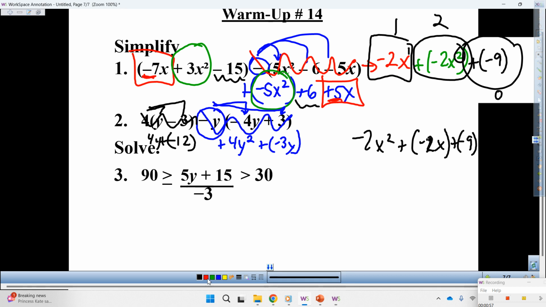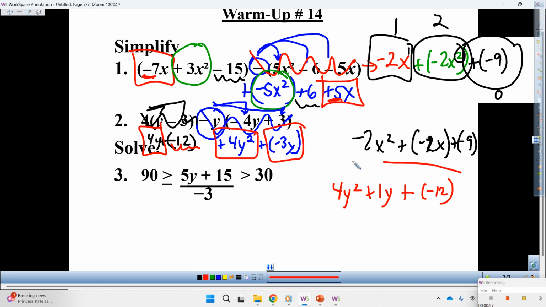So, this time I'm going to start with the highest degree, which is what? 4y squared. Then we got 4y minus 3y, that's 1y. And then at the end, plus negative 12. And if you got that by yourself, some of us, all right, not bad. Let me go to number 3.